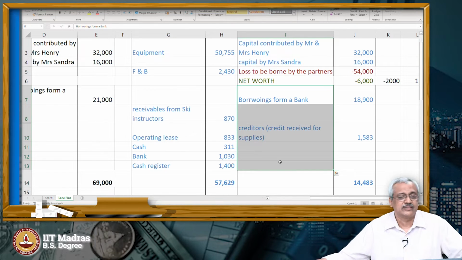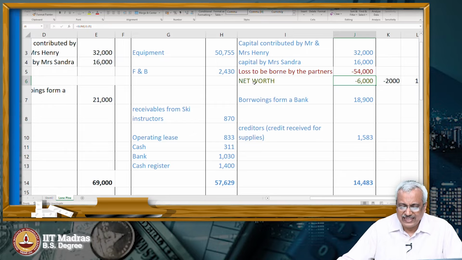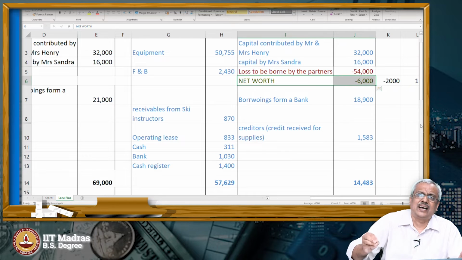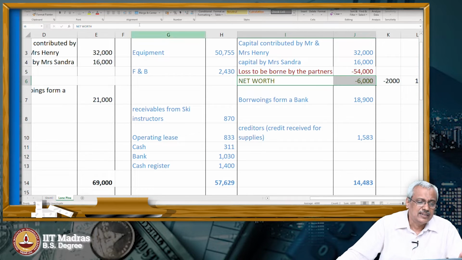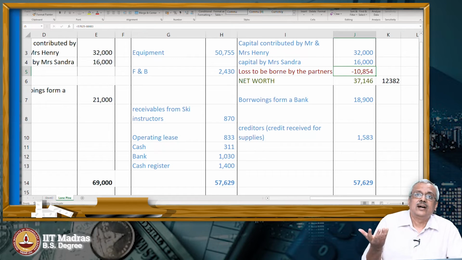That can also happen if the loss is higher than the capital. When the net worth becomes negative, we say net worth is eroded. That means the company's capital has been completely destroyed, and the loss is being borne by some of the creditors. The claims from the creditors are not completely settled in the process, cannot be settled.